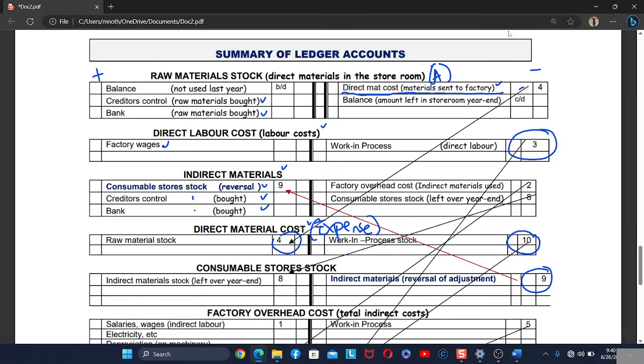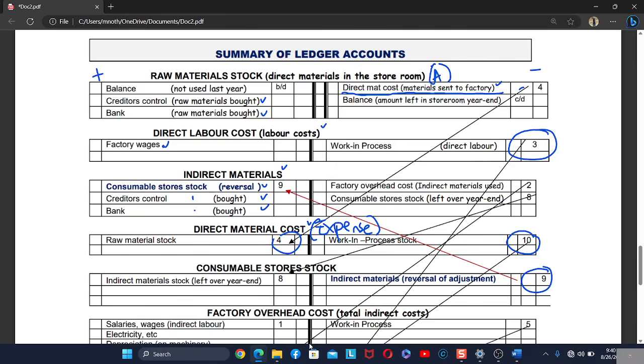Factory overheads. Now, the indirect material, the used one, right? The indirect material, the used one, it must be transferred to the factory overheads. Remember, I said that the factory overheads are the costs that are incurred when running the manufacturing business, right? These are the costs that are incurred in the running of the factory, right?